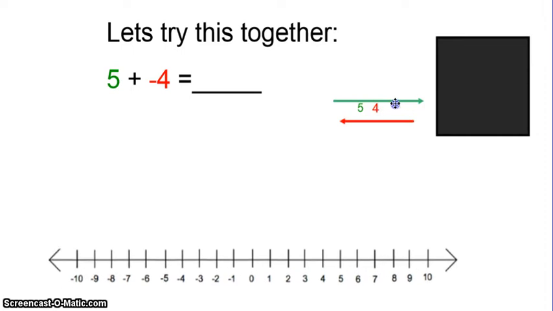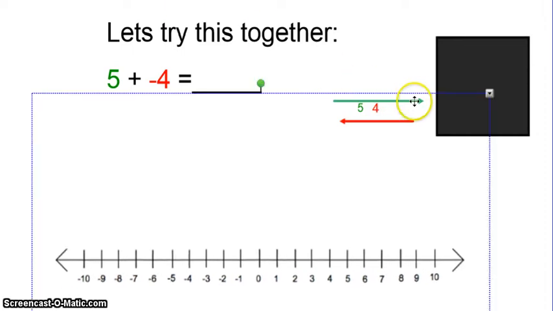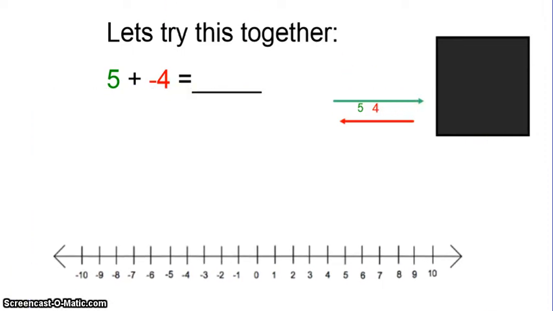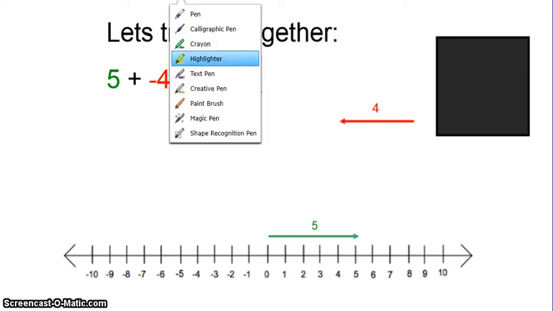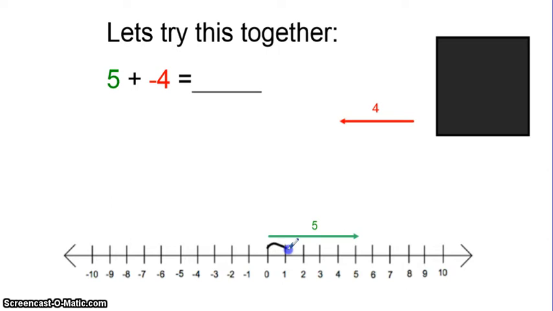If I have 5 units away, so let's count this out. Oh, I apologize, that should not be a highlighter. So if I have 1, 2, 3, 4, 5 in the positive direction, because we started with 5 positive.